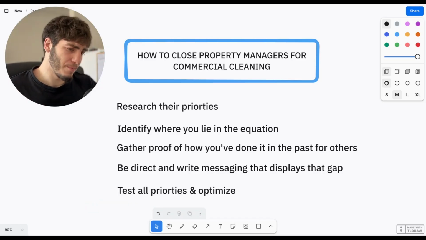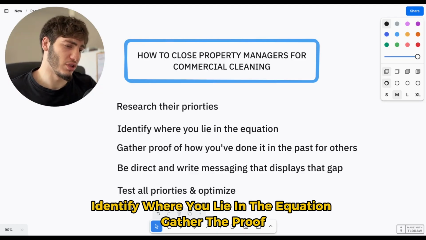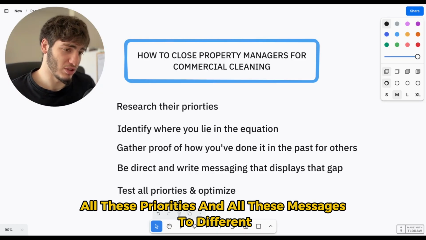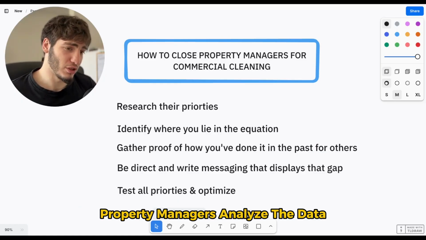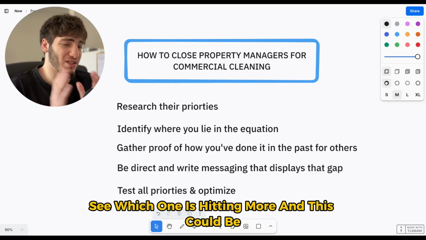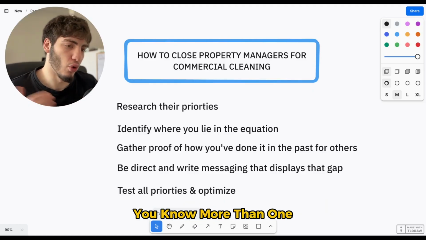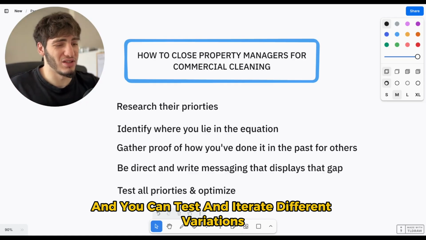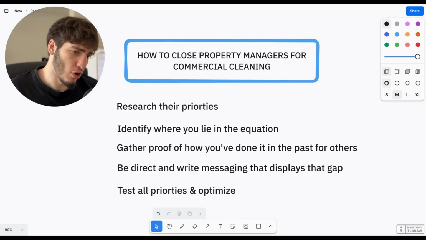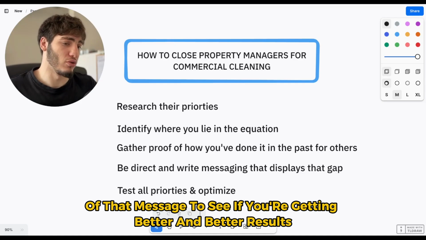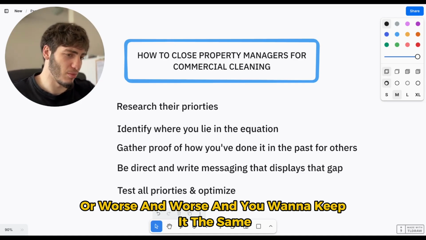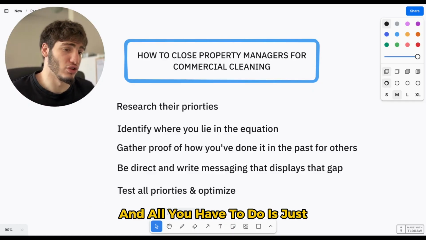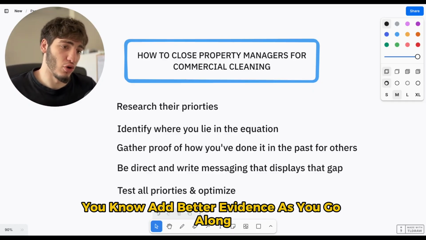Go back on topic. You research the priorities, identify where you lie in the equation, gather the proof, be direct, and then you go ahead and send all these priorities and all these messages to different property managers. Analyze the data, see which one is hitting more, and this could be more than one, and you just optimize that message to see what they like most. You can test and iterate different variations of that message to see if you're getting better and better results or worse and worse, and you want to keep it the same, you want to make adjustments, or if this is an optimized message, just keep it as is. All you have to do is just add better evidence as you go along.